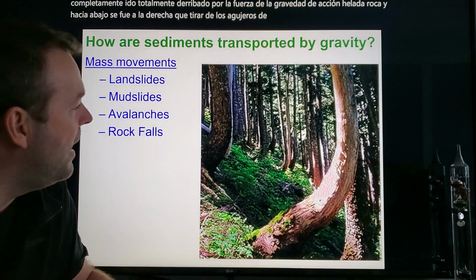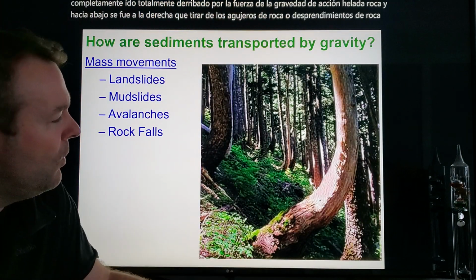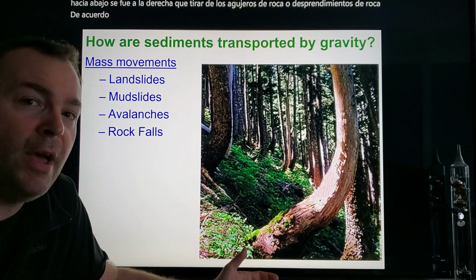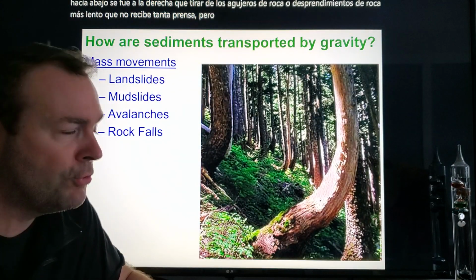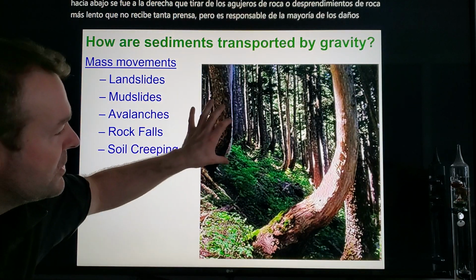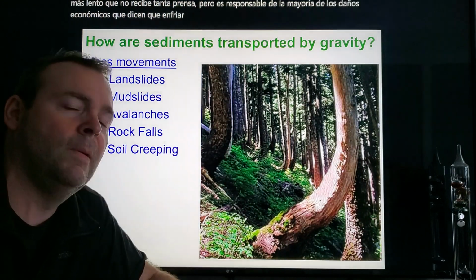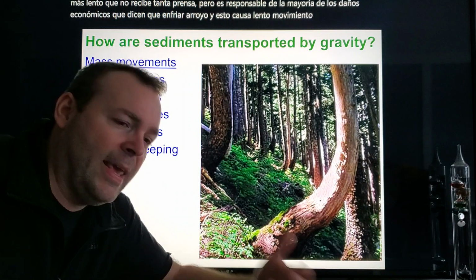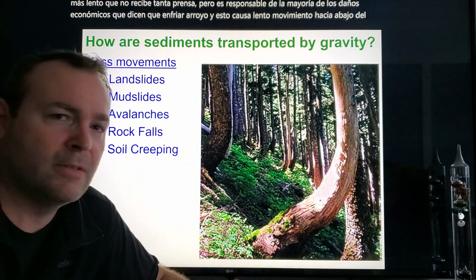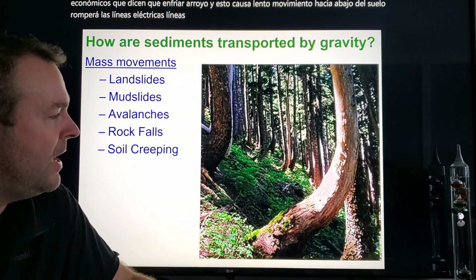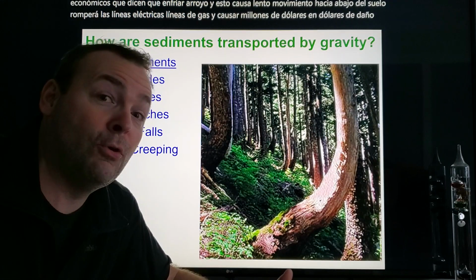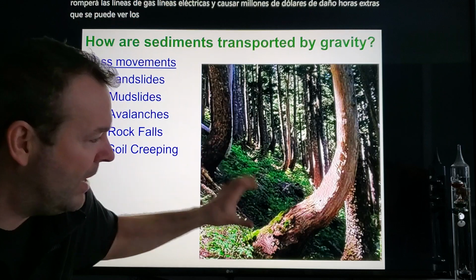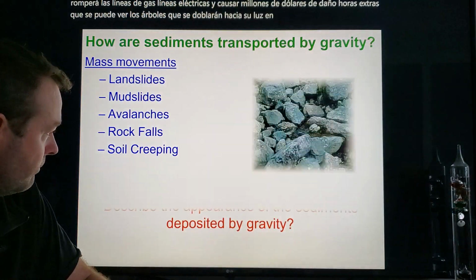Okay? And then a slower one, which doesn't get as much press, but it's responsible for most economic damage, they say. They call it creep. This constant slow downward movement of soil will break power lines and gas lines, and cause millions and millions of dollars worth of damage over time. You can see the trees bend toward their light, right? That's phototropism, as the ground slowly moves beneath them.